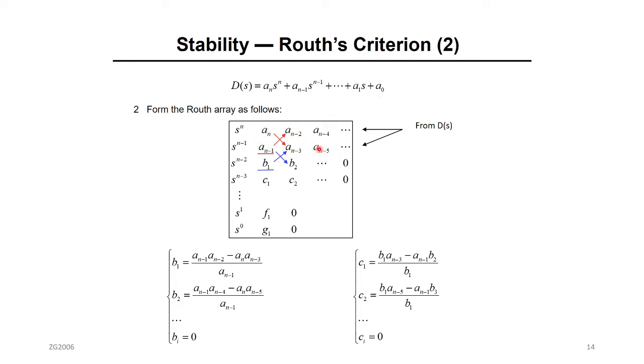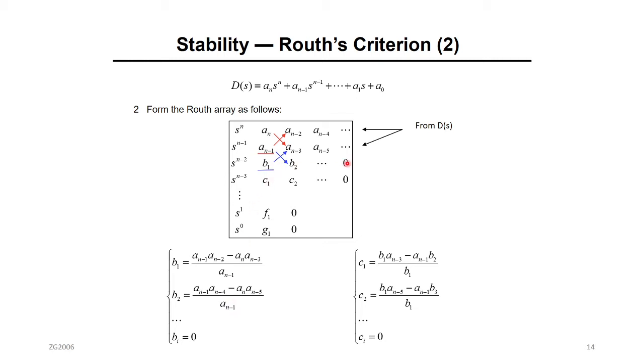So the first and second row, you don't have to do any calculation. The calculation will start in the third row. This coefficient will equal this coefficient times this one minus this coefficient times this one, and divide by the first one that you started with. This is for B1. For B2, you will do the same, but you will multiply by the next coefficient. So an minus 1 times an minus 4 minus an times an minus 5. And always you divide with the first coefficient that you started with. So the denominator will be the same.